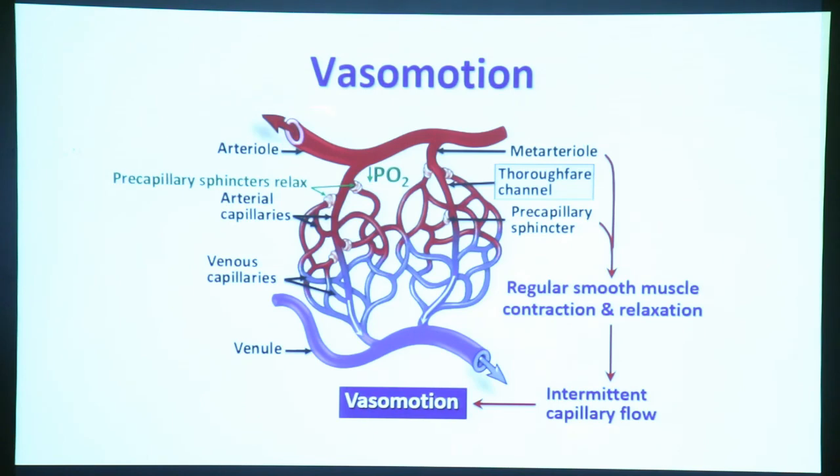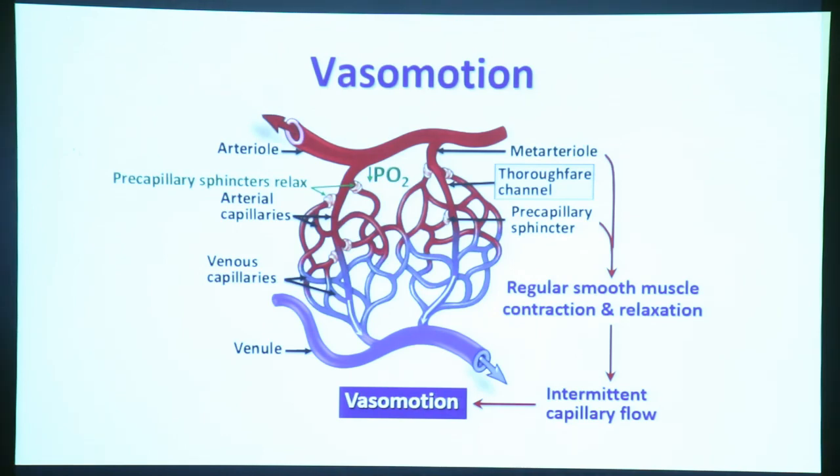But remember, one of the local factors which causes the relaxation of precapillary sphincters is the decrease in PO2, or hypoxia. That will lead to sudden release of these precapillary sphincters so that the blood can flow to tissues unhindered, without any sort of resistance. So that's a protective mechanism which takes action.